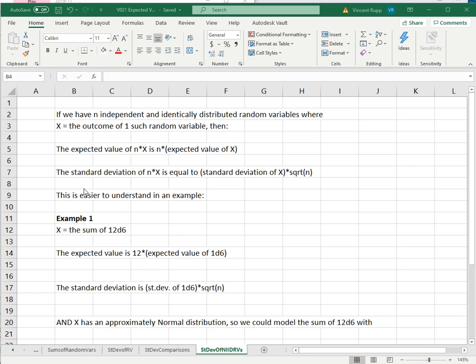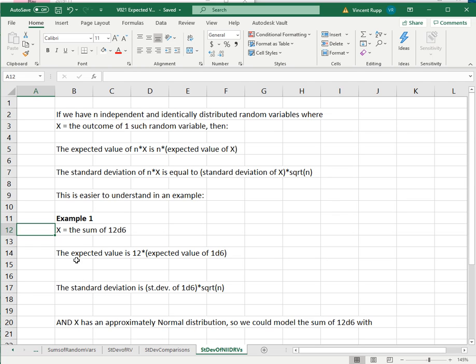But putting these in words is a little difficult. It's easier to understand this in an example. So let's take this random variable. X is the sum of 12 d6. So in this case, n is 12. We have 12 d6s. They're independent and identically distributed because we assume die rolls are always independent. They're identically distributed because every d6 has the same probability distribution.